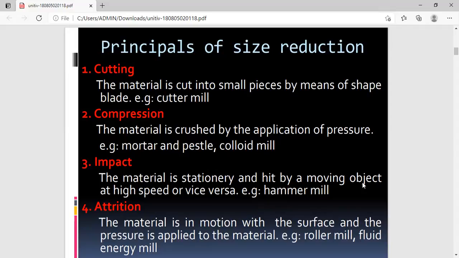So the impact, the third thing, is that the material is impacted. It is put on a stable and stationary platform, and then it is hit by another heavy object. The material is stationary and is hit by a moving object at high speed, or vice versa. Otherwise, sometimes we throw the material at the stationary part of the crusher. Attrition is where the material is in motion with the surfaces and the pressure is applied to the material. Example, roller mill, fluid energy mill.